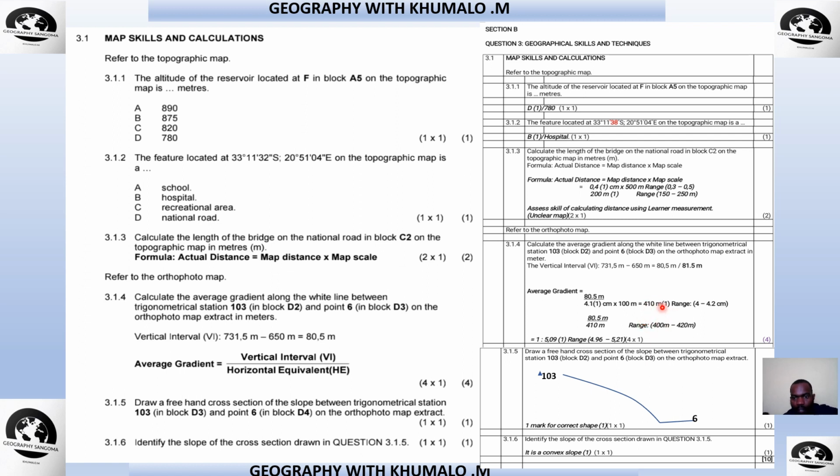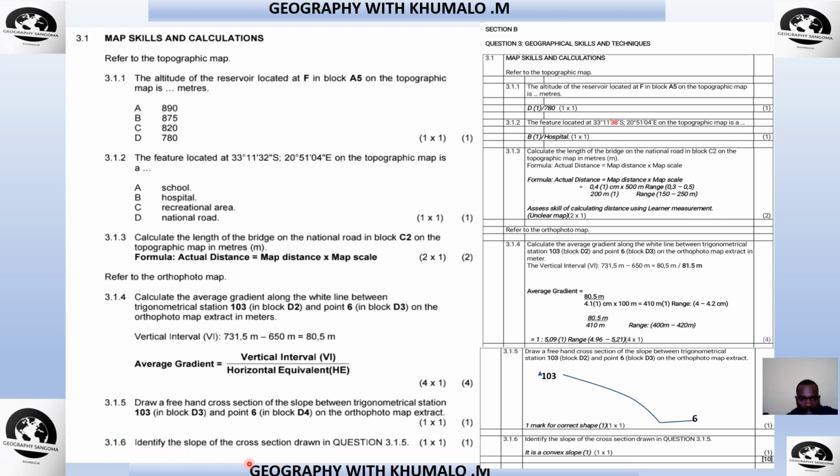Remember, after getting our answer 410, then we take the VI and the HE, we put them as a ratio and divide by the height on both sides so that we can get 1:5,09. So there's a range also there. And then you are asked to draw a freehand cross section of the slope between trigonometric station 103 and 0.6 in block D4 on the orthophoto map extract. Now that was a convex shape of that cross section. Now mine is a line that is straight, but you see that the line is not straight, it's just going something like this. Now 1 mark for that correct shape.